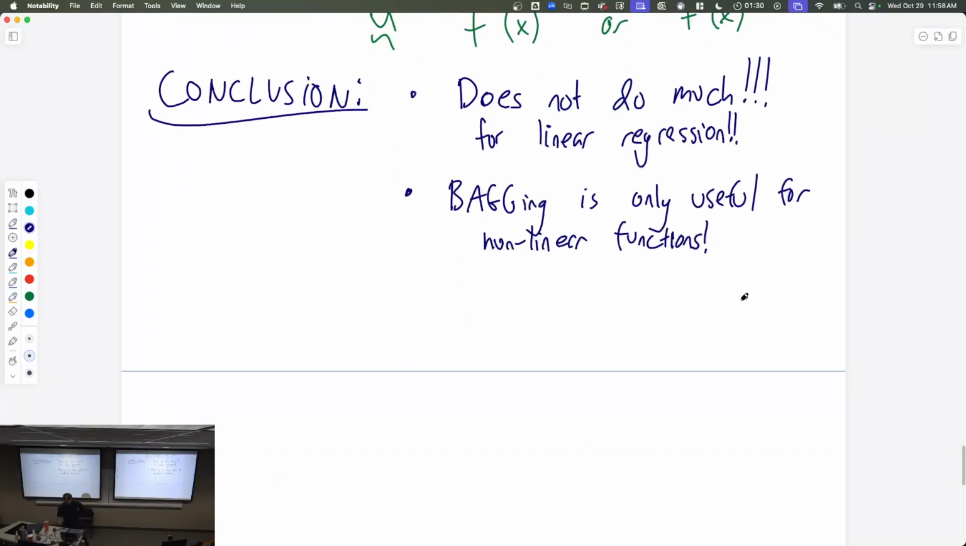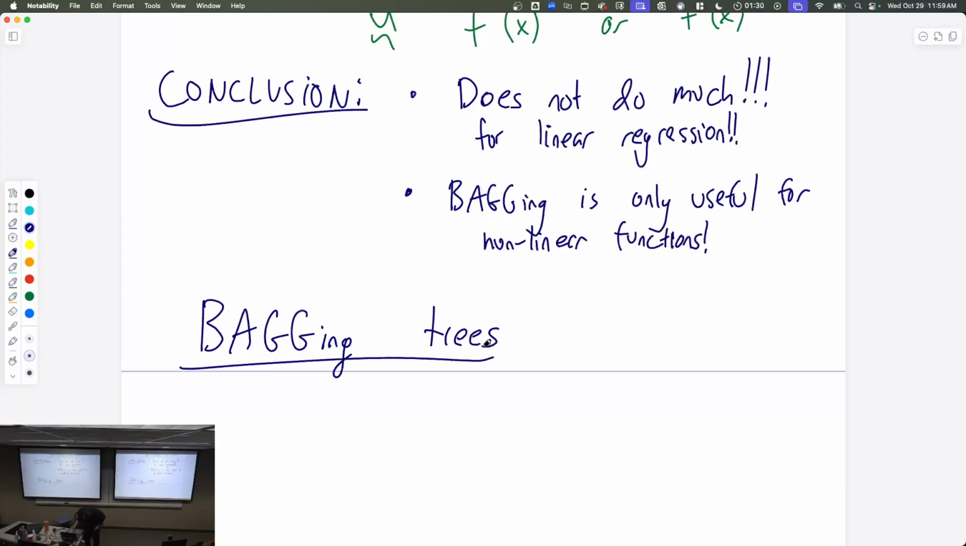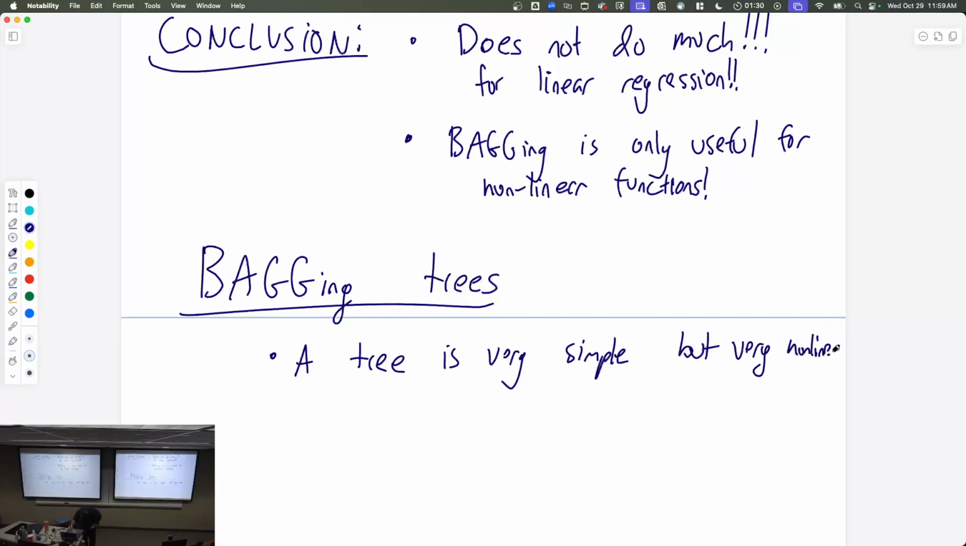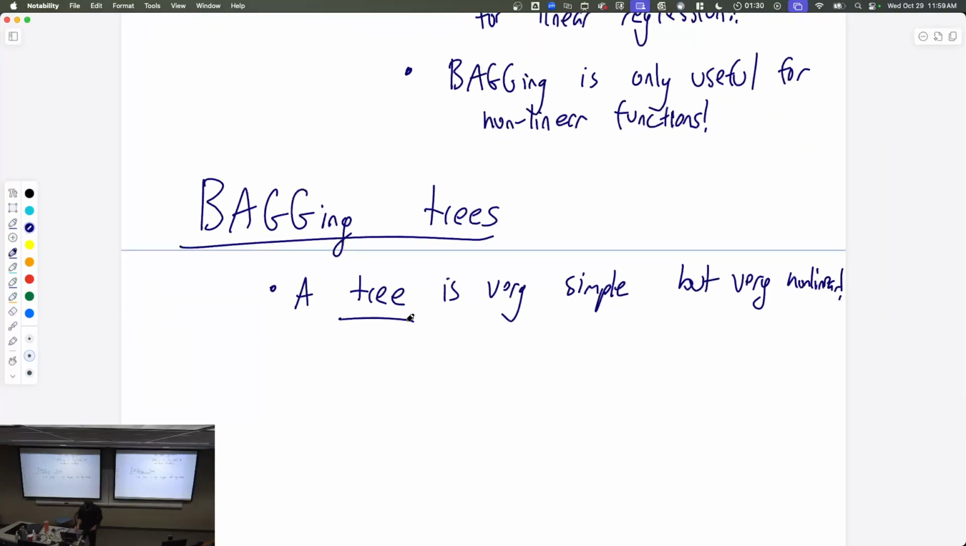So the next example we're going to do is bagging trees. And trees are very simple, but very nonlinear. So a tree is very simple, but very nonlinear. And so for trees, the bootstrap aggregation will work and will make things a lot better. We're going to have to do a little detour here to understand what is a tree.